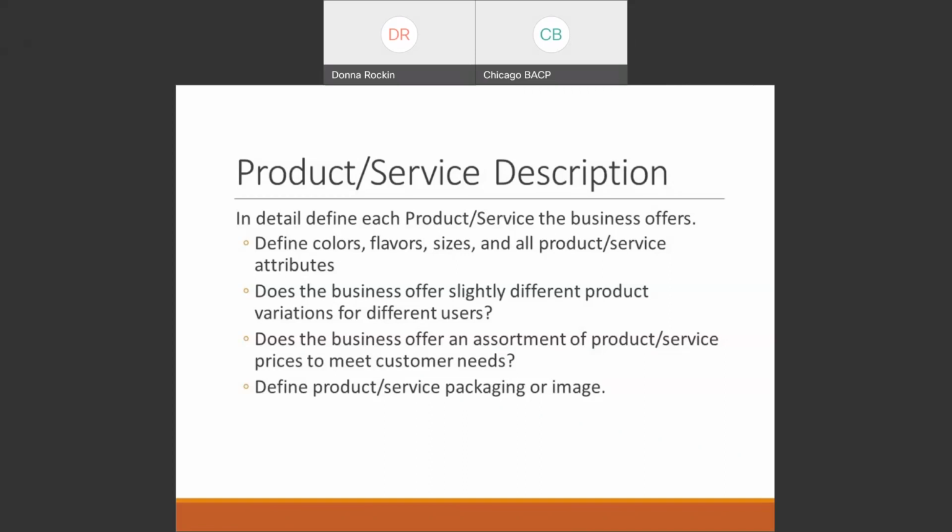And then define the product or service package or image. Sometimes the package is incredibly important to the product. When you think about cups of soup or microwavable macaroni or different sizes of Hershey bars, the product is convenient to use. Tide Pods. Now they have Tide Pods. They have dishwasher pods. So the packaging can really enhance the use and the saleability or the marketability of your product.